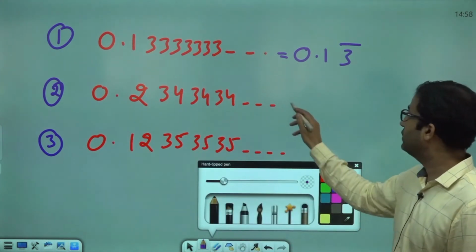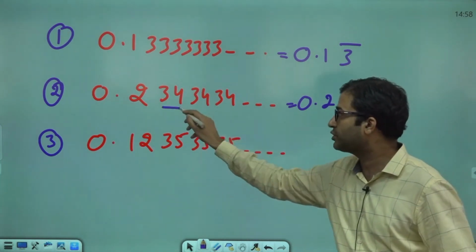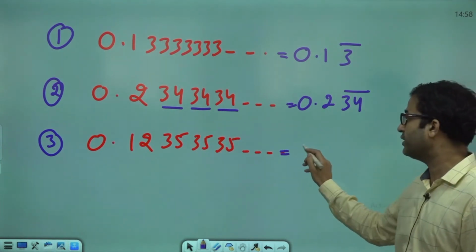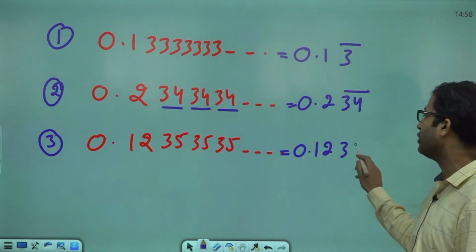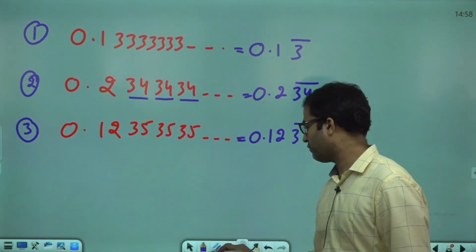Second example: 0.2 bar on 34, because 3 4 3 4 3 4 reoccur again and again. Third example, it will be 0.12 bar on 35, 3 5 3 5 3 5.